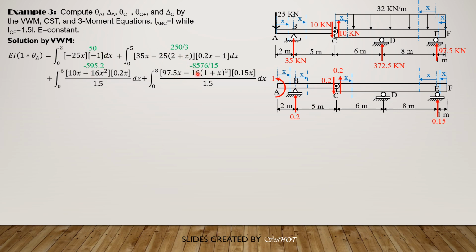But if you have a high-tech calculator that can evaluate the integral, then we can appreciate the virtual work method. So adding these values, then theta A can now be computed. It is equal to negative 1033.6 over EI, which is the same as the results in the first part by double integration, area moment theorems, and by conjugate beam method.